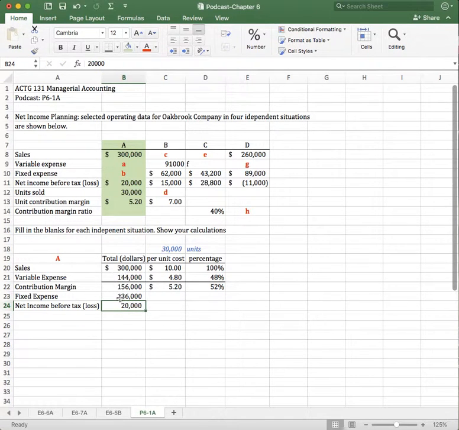So there we go. We have all the pieces. This is A, and this is B. And with the information shown, we were able to calculate all the other pieces.